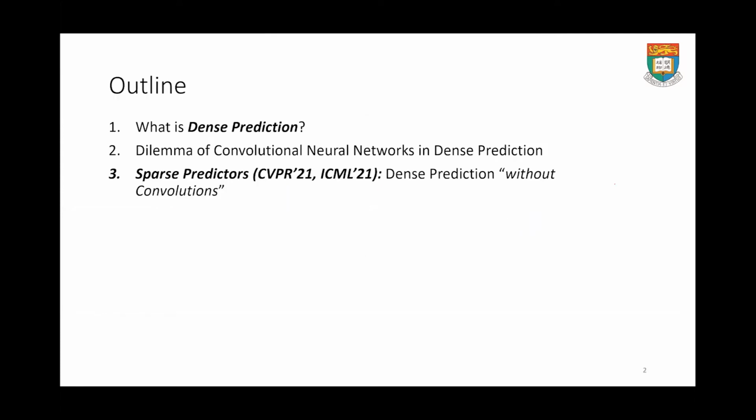Okay, this is the outline of this talk. I will first introduce what the dense prediction task is, and then present the dilemma of convolutional neural networks in dense prediction. Also, I will present our recent work in CVPR 21 and ICML 21, just observed a few days ago, on sparse predictors for dense prediction. Basically, we perform dense prediction without using convolutions.